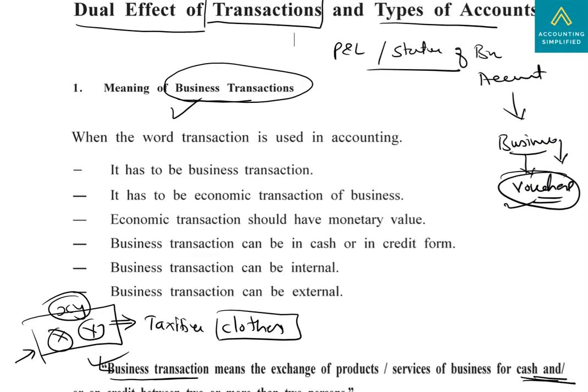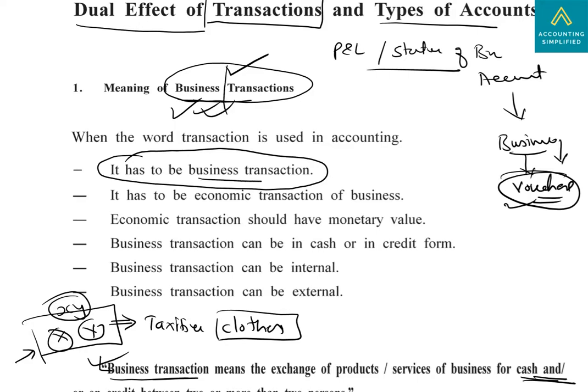So this kind of transactions which qualify as business transactions, we write in the books of accounts. Whenever we are writing accounts, we have to focus on certain business transactions only. If it is not a business transaction, if it is not a financial transaction, we do not write it in the books of accounts, right? So what are the peculiar qualities of such business transactions? The first is, it has to be a business transaction.